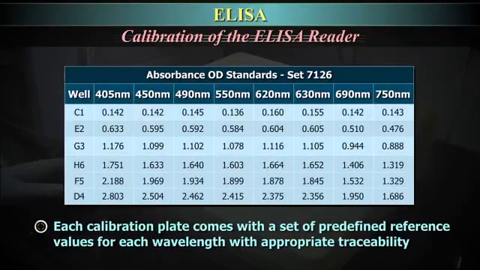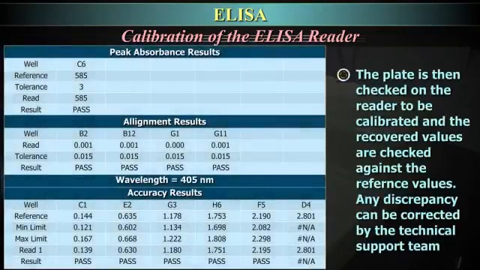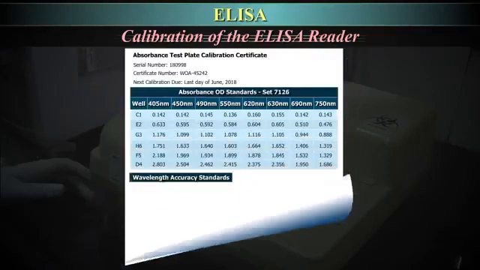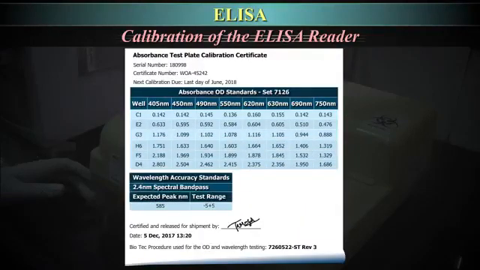Manufacturers provide these calibration plates for any wavelength the equipment uses. Each calibration plate comes with a set of predefined reference values for each wavelength with appropriate traceability. The plate is then checked on the reader to be calibrated, and the recovered values are checked against the reference values. Any discrepancy can be corrected by the technical support team. It is essential to get a certificate of calibration as shown in this picture. This also will show the next due calibration date.